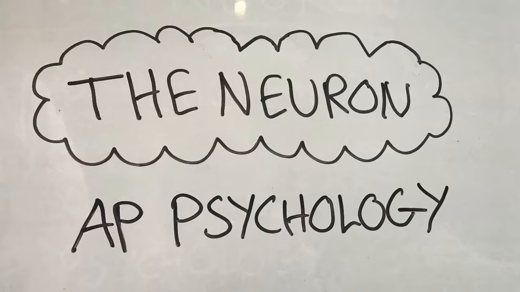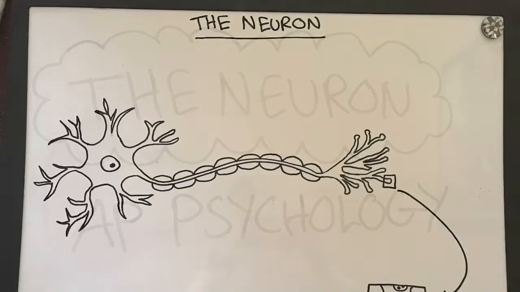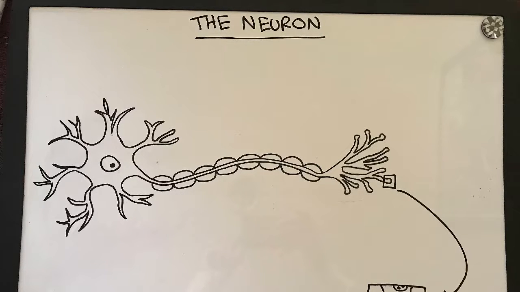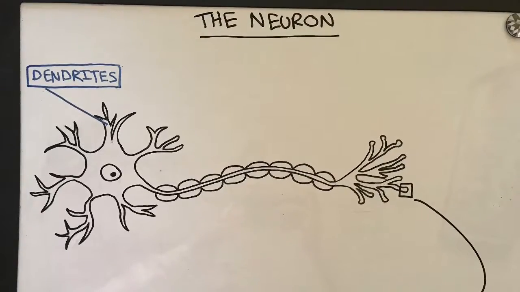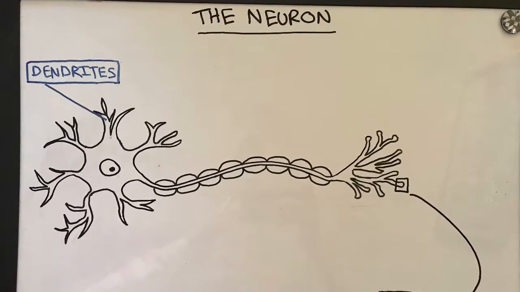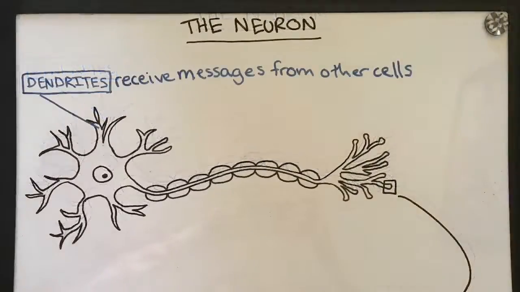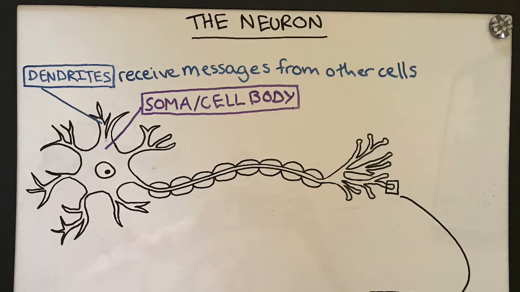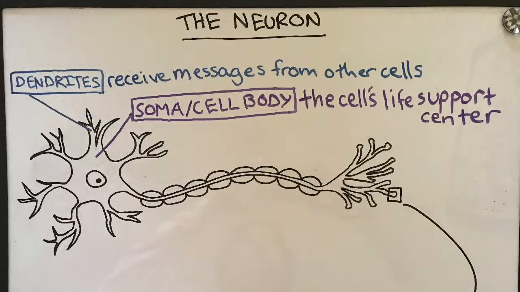So today's topic is going to be the neuron. So here we have an image of a neuron all drawn out, and the first thing that comes up are dendrites, and dendrites are the tree-like branches that receive messages from other cells. And you can see that on the left. Next is the soma, or cell body, which is the cell's life support center.